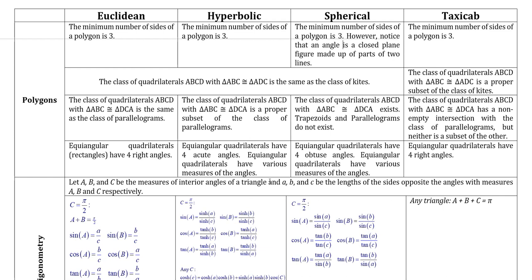Equal angular quadrilaterals, rectangles, have 4 right angles in Euclidean geometry. In hyperbolic geometry, equal angular quadrilaterals have 4 acute angles. I would still call those rectangles by our definition. They could have various measures of angles there. And they could have various measures of angles in spherical geometry as well, but they'll all be 4 obtuse angles. In taxicab geometry, equal angular quadrilaterals have 4 right angles. So taxicab rectangles are Euclidean rectangles.